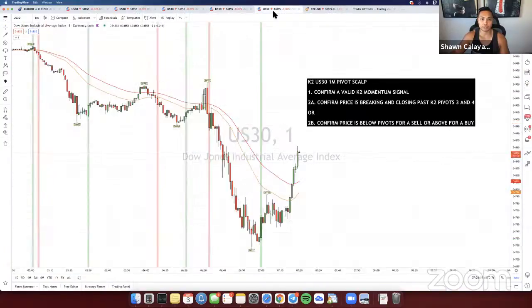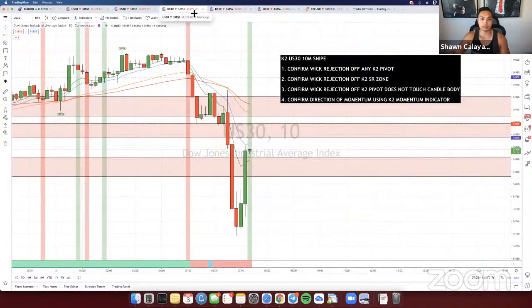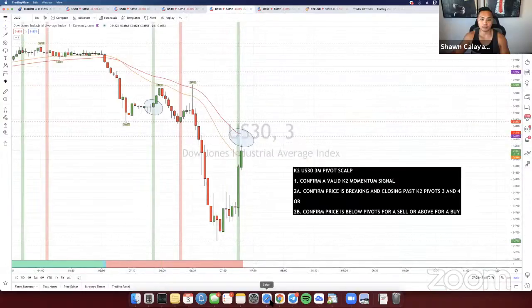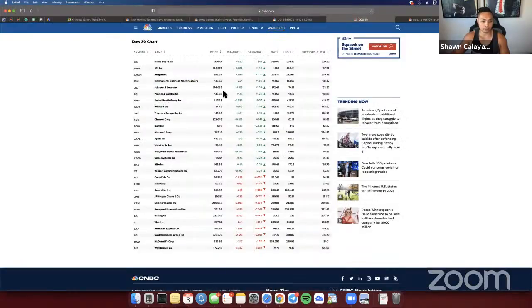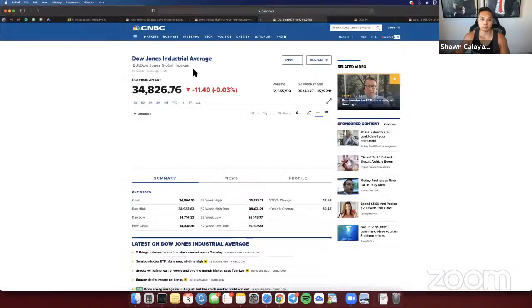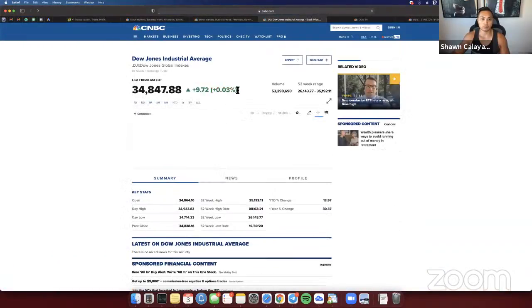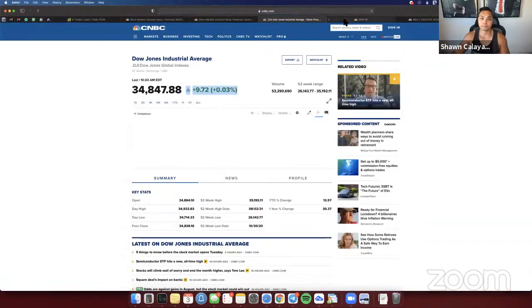So I'll wait for the confirmation. Looking at the 10-minute, it still has a sell bias. 3-minute still has a sell bias. The only difference here is the fundamentals. The fundamentals are starting to shift to a buy. Looking over here, it is now in the green, right? It's not in the red anymore.